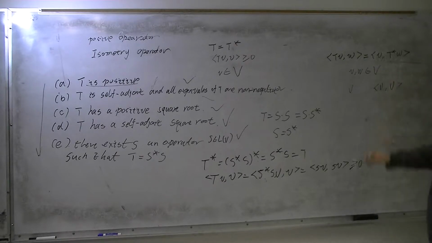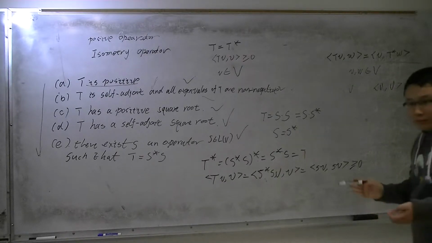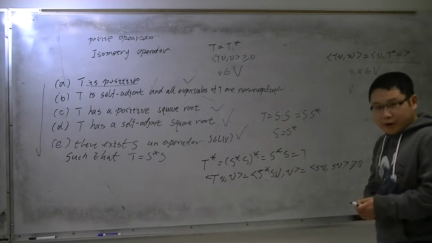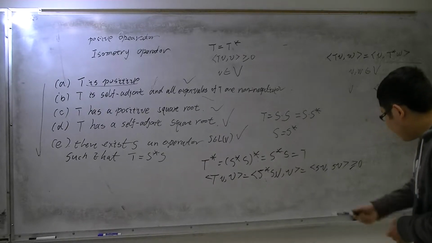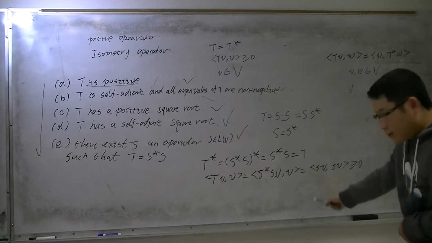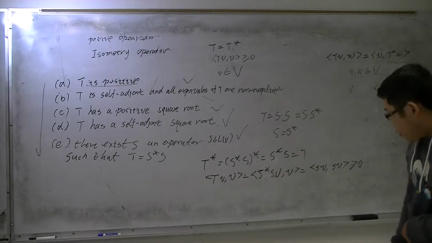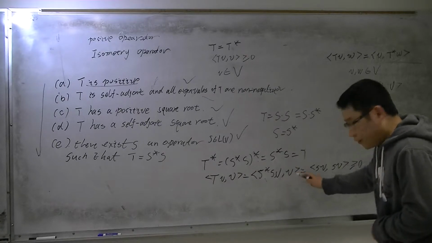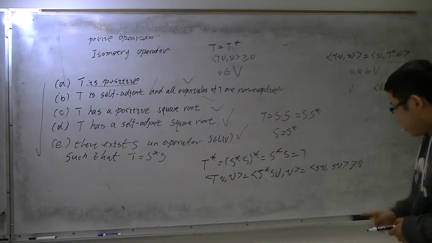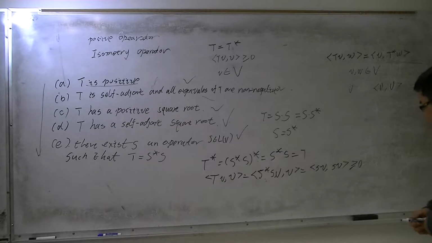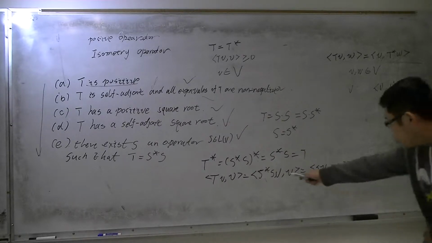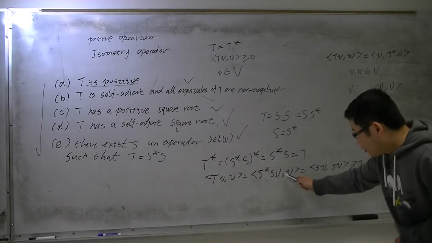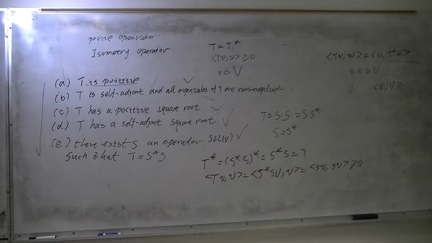Definitely, this is the condition. The last equation is this one: S star S V, and then comma V. Between S and V there isn't any comma. Yes, this is the inner product.